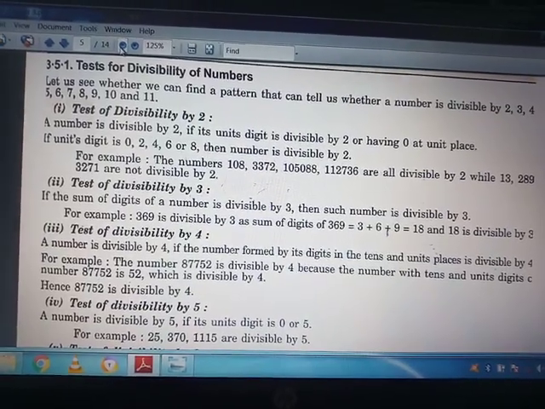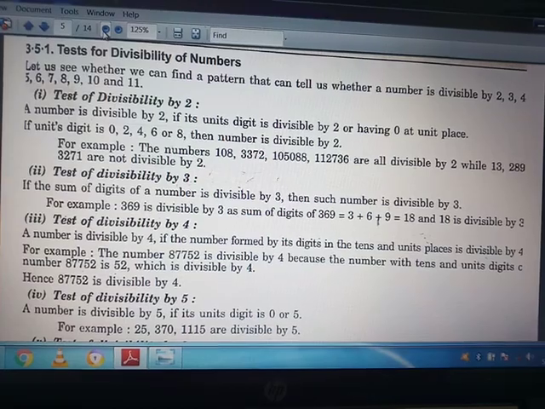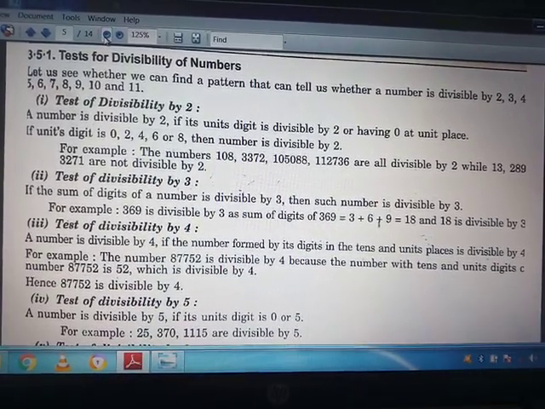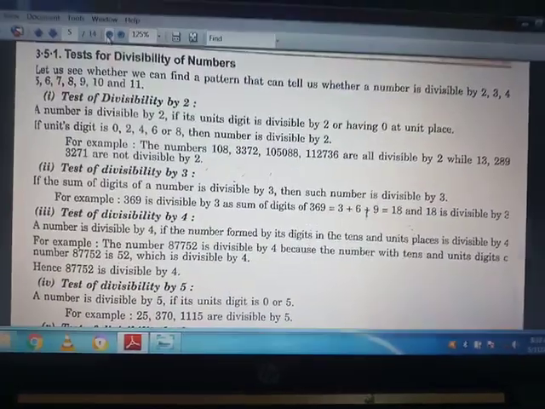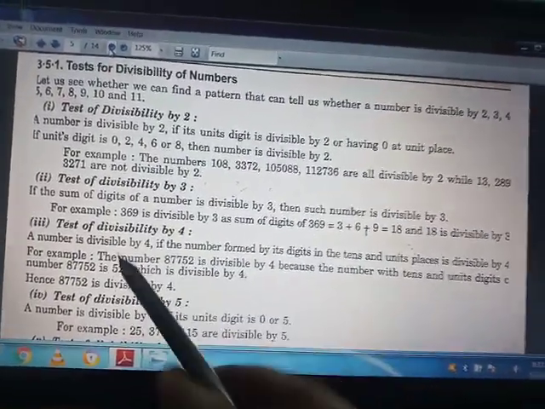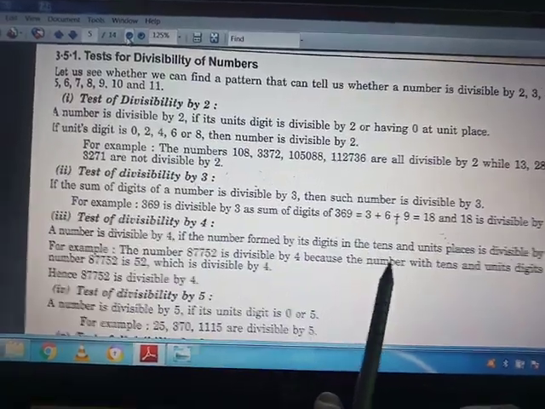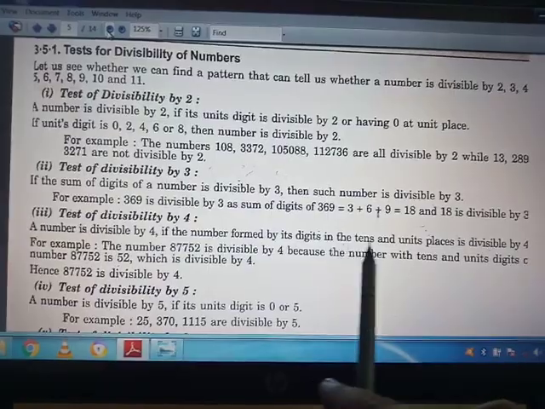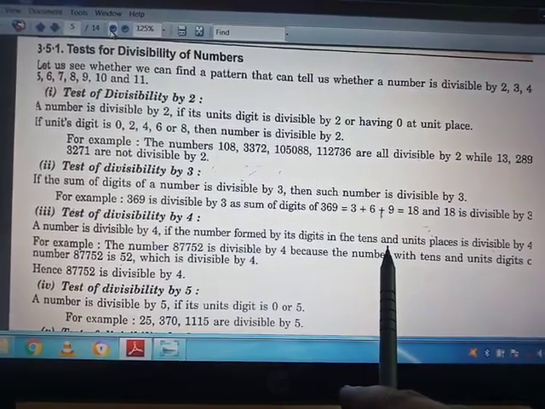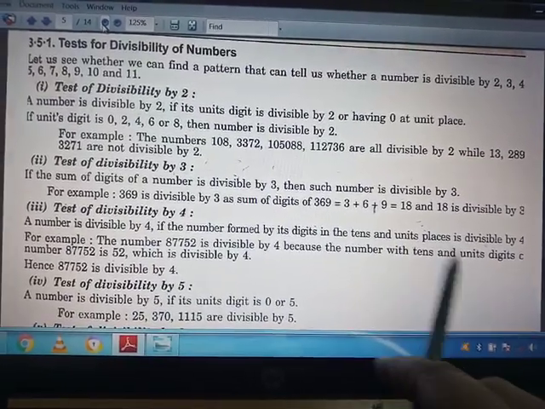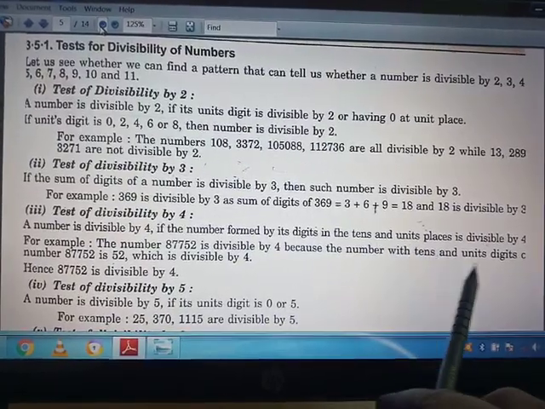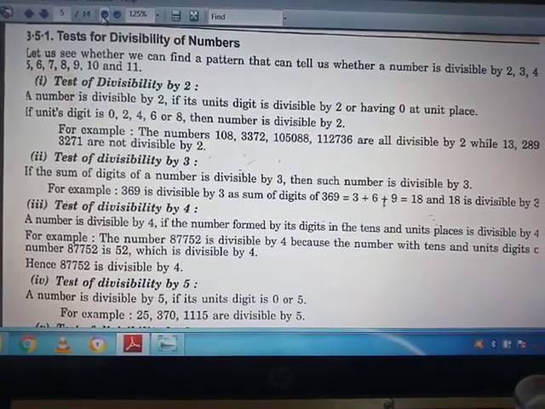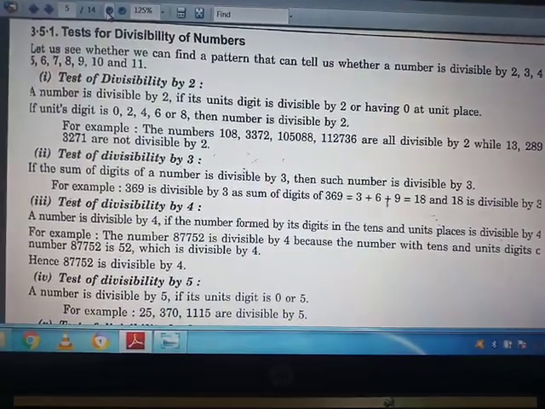Now test of divisibility by 4. A number is divisible by 4 if the number formed by its digits in the tens and unit place is divisible by 4. Basically, we will see the tens and unit place of that number and divide it by 4. If the number formed by the tens and unit place is divisible by 4, the whole number will be divisible by 4. Let's see with an example.